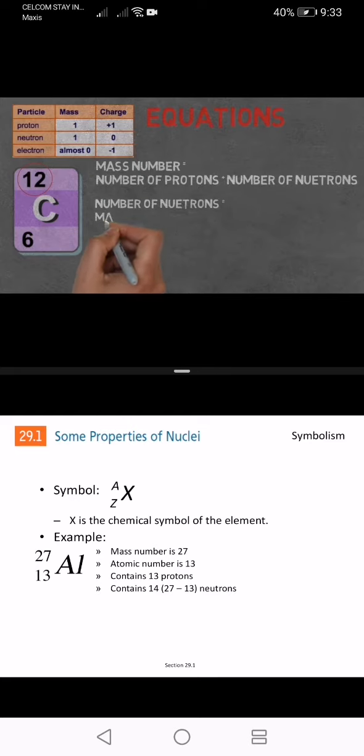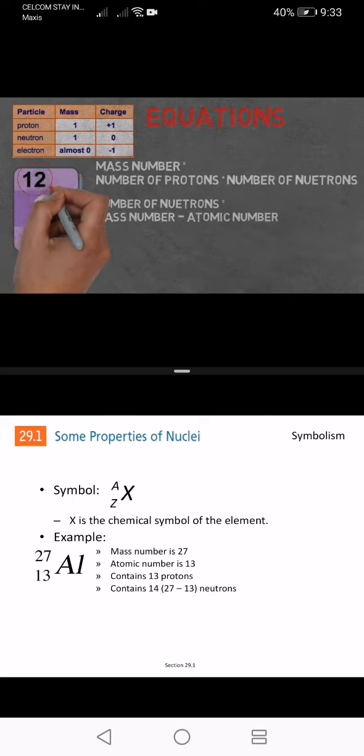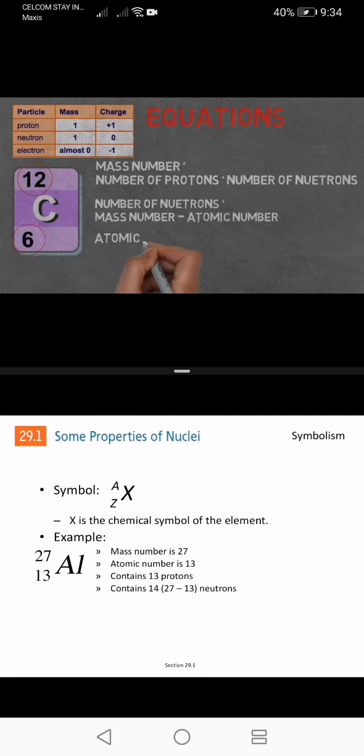But what if we didn't know the number of neutrons? Well, we can subtract the atomic number from the mass number. So carbon has a mass number of 12, we take away 6, and that means we get 6. This means that carbon has 6 neutrons. And like we said before, the atomic number is the number of protons in an atom.